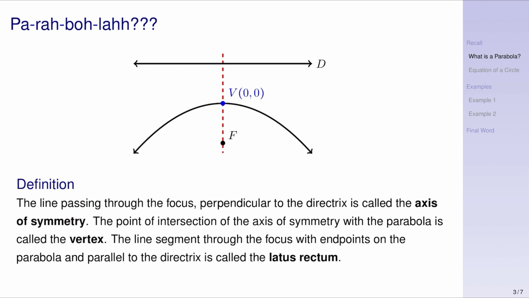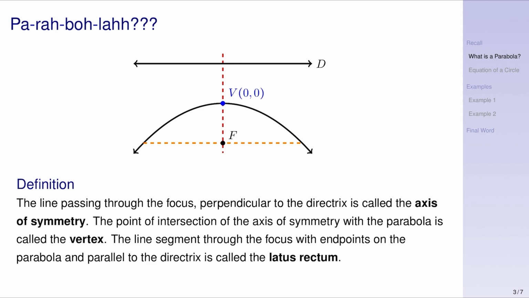Last thing to note, the line segment through the focus with endpoints on the parabola and parallel to the directrix is called the latus rectum. How would this look? Like this. As you can see, this is a line that passes through the focus and has endpoints on the parabola, parallel to the directrix. Why did we define these three more terms? Well, they would play a role later on in how we construct and sketch the parabola precisely.